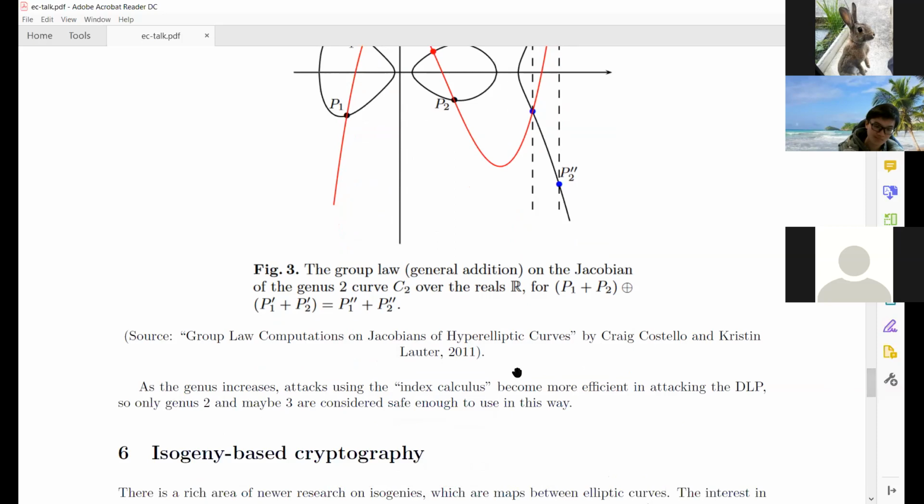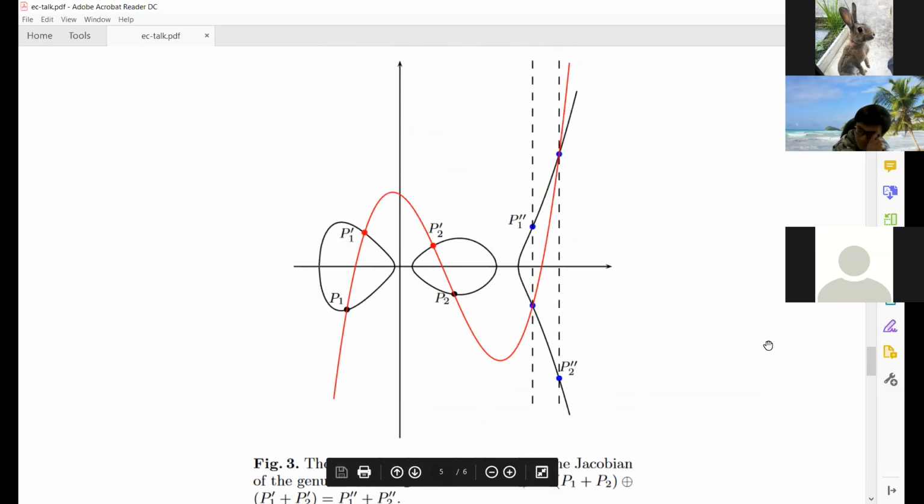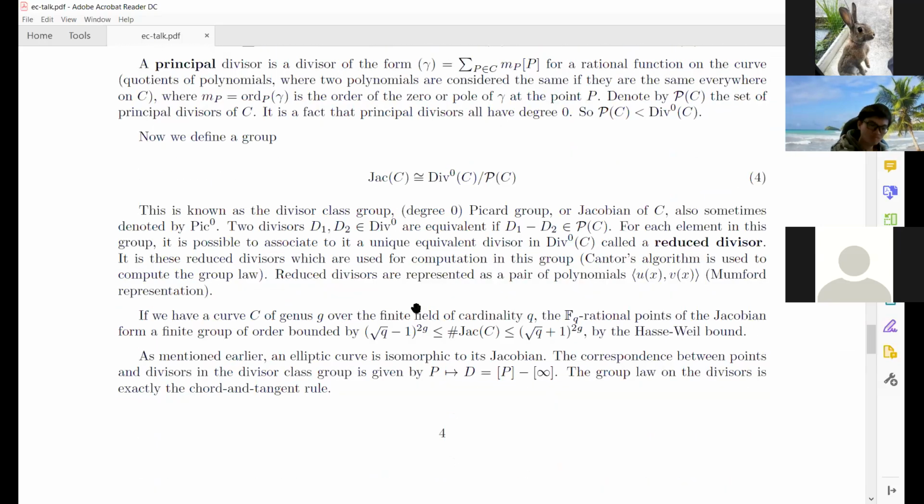So the problem is that the group law here actually gets weaker and weaker to attacks on the DLP as the genus increases. So even genus 3 is not considered entirely safe, just because the discrete logarithm problem becomes easier than on genus 2 and on elliptic curves by index calculus attacks. But with genus 2, it is still considered safe from index calculus attacks. So you can get a group from the points on a genus 2 hyperelliptic curve.